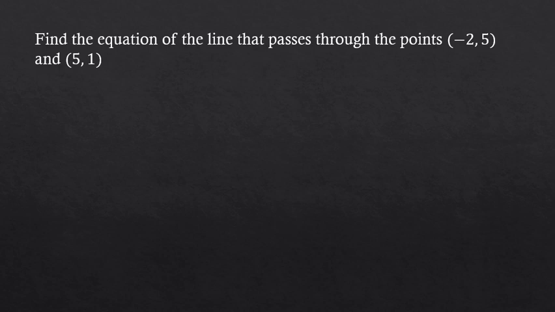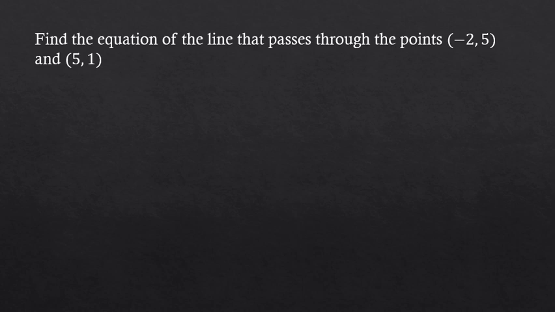So let's find the equation of the line that passes through the points -2, 5 and 5, 1. And we're going to write this in point-slope form now. So we're told 2 points that lie on this line. We need the 2 points to come up with our slope. Once we have our slope, the other piece of information we need is a point that lies on the line. Well, we're given 2 points. It doesn't matter which one we choose, so we'll just pick one of these and use that as our other piece of information, and then we can come up with the equation for our line.